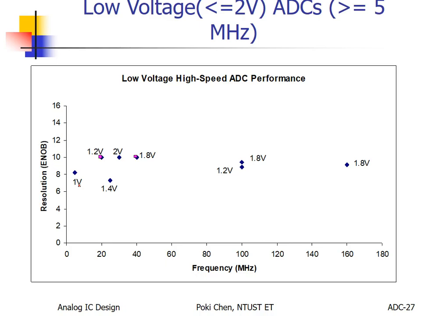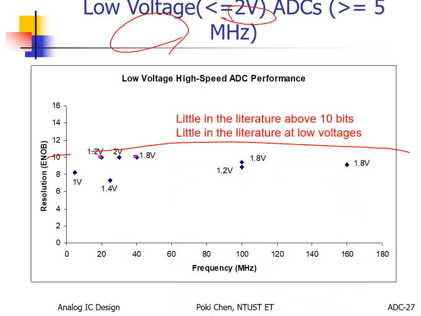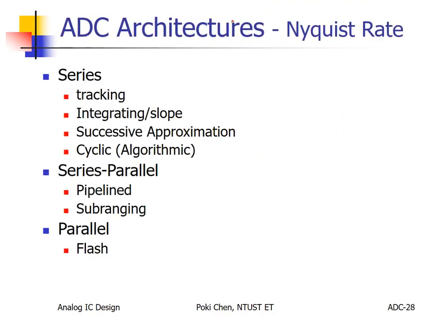Anyway, for the low voltage ones, as I told you already, less than 10. That is for less than 2 volt. For less than 1 volt, then only 8 bits. You need to accept it. All right, we can have a break here.